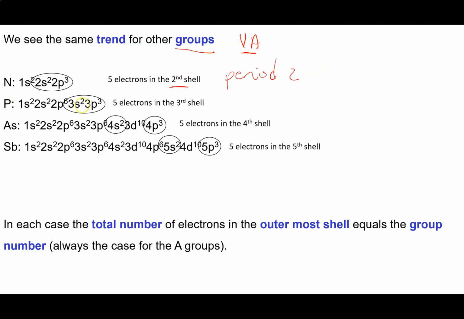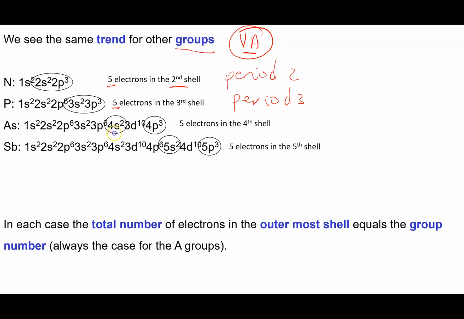For phosphorus, again, 5 electrons are in the third shell, and you guessed it, it's in period 3. So it does seem that the number of outer electrons is related to the group number, at least for the A groups, right? So let's try again for arsenic.